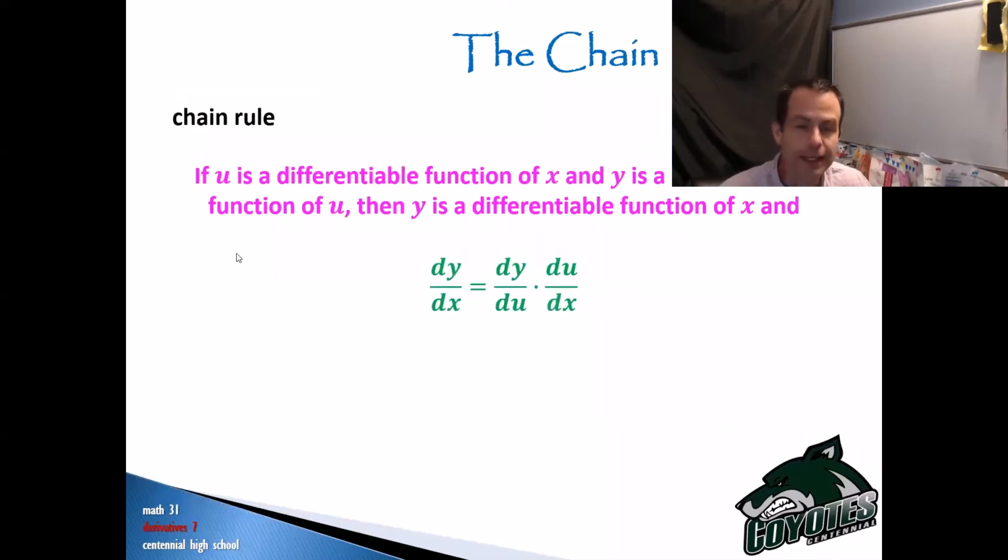So if u is a differentiable function of x and y is a differentiable function of u, then y is a differentiable function of x, and the derivative of y with respect to x will equal the derivative of y with respect to u times the derivative of u with respect to x.